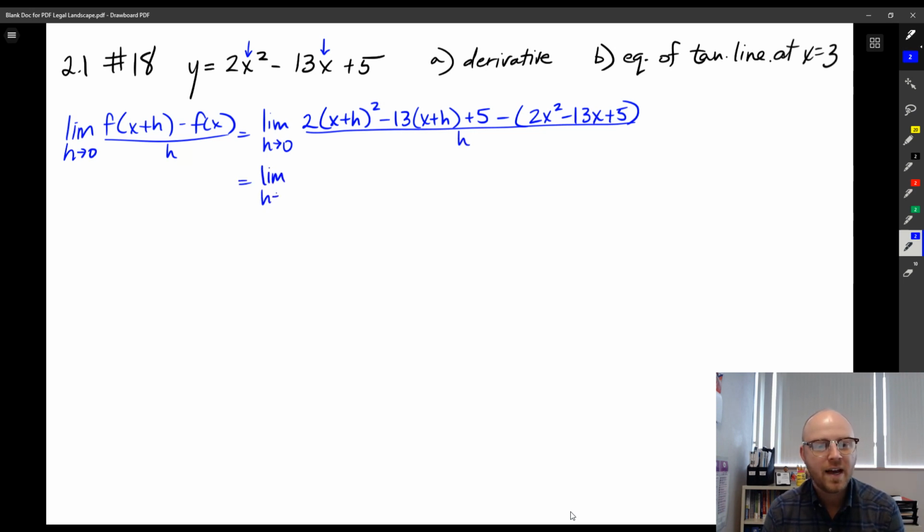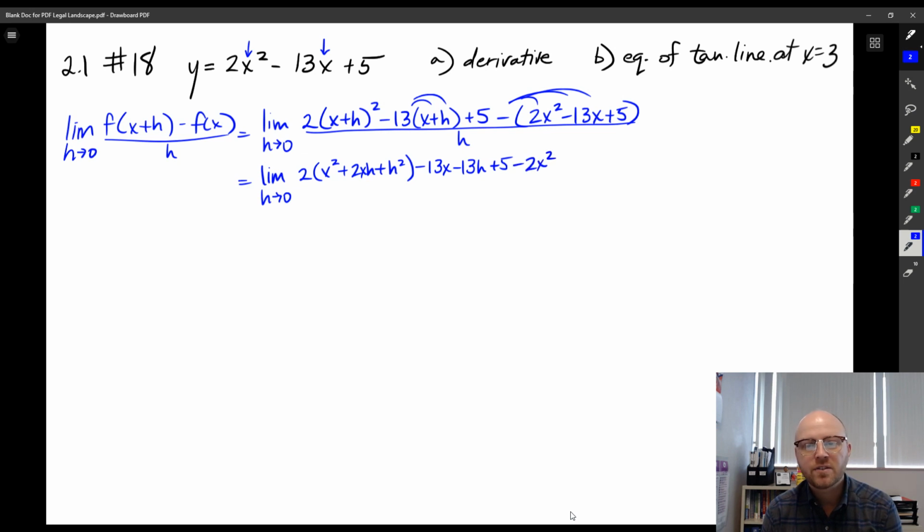All right, we want to get to some expansion now. So we have the limit as h goes to 0 of 2 times x plus h quantity squared, which is x squared plus 2xh plus h squared. We'll distribute the 13. We'll have minus 13x minus 13h plus our 5. We'll distribute the negative. We'll have minus 2x squared plus 13x minus 5. That's still all over h.